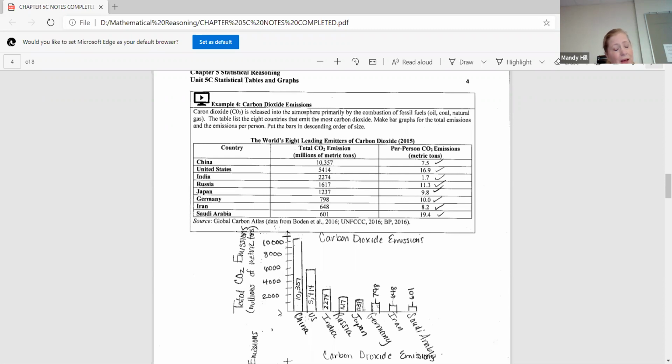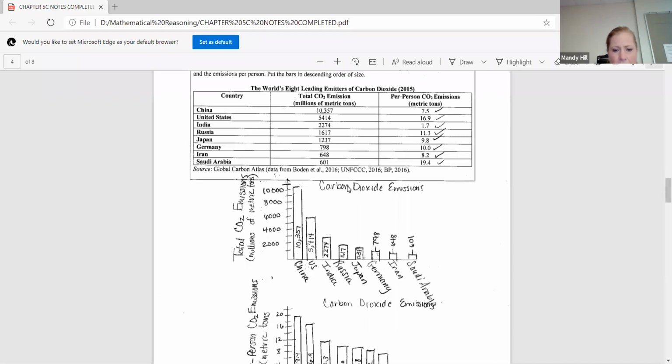I went by 1000s, but I only labeled every other one because it would look so squished if I labeled every one. If I put 1,000 and 3,000 in there, there's nothing wrong with doing that, but it's a little easier to read when you skip one, so it's not so squished. So I've got my title of my graph, my left axis labeled, my bottom axis labeled, and this is in descending order because you can see the bars are going steadily down.